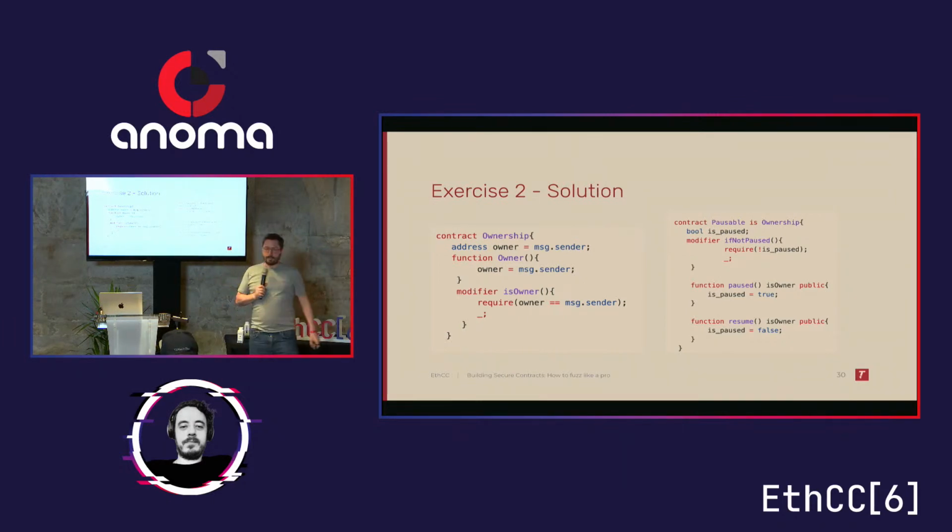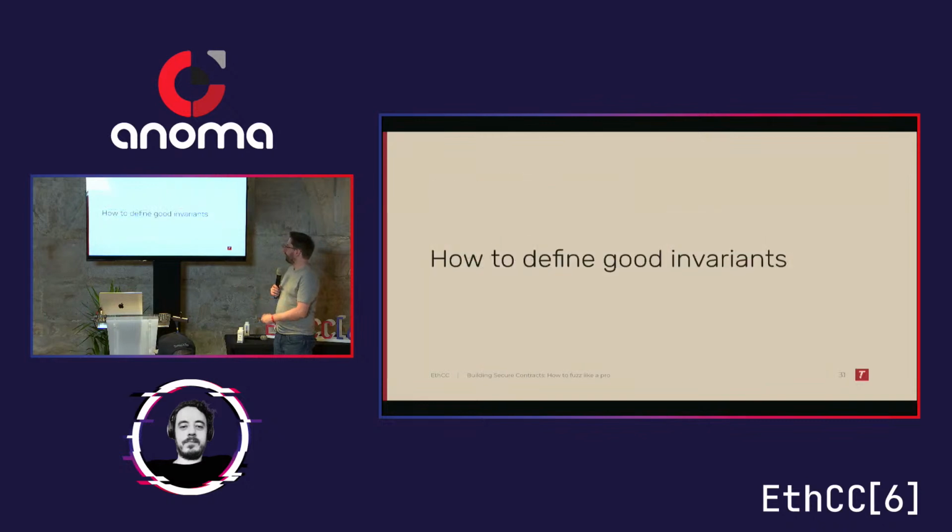The thing which is interesting here is that we were not looking at the ownership contract or at the different functions. We were just looking at the pausability of the system, and Echidna, on its own, managed to find a path to break our mitigation. Any question regarding this exercise?